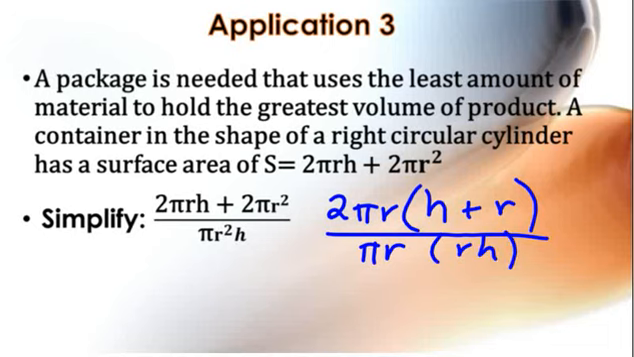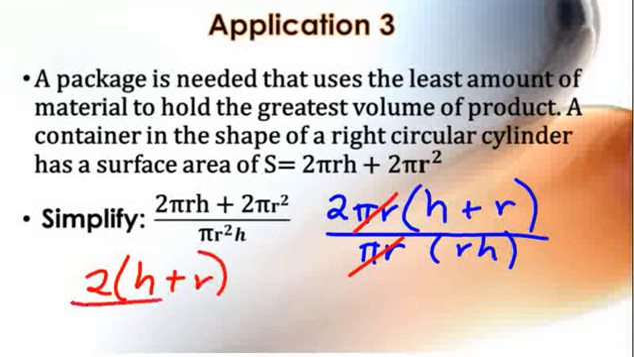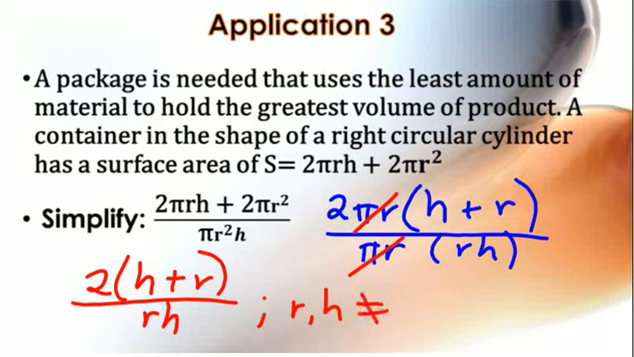Simplify it, pi r's cancel out. So I'm left with 2 times the height plus the radius divided by the radius times the height. And then we'd have to say the radius and the height cannot equal 0. So that is our lesson on simplifying rational expressions.